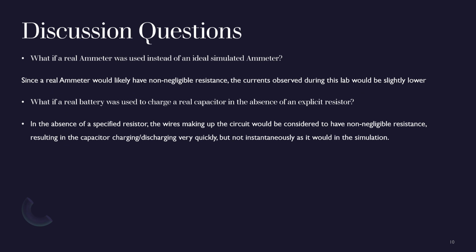If a real ammeter was used instead of an ideal simulated ammeter in the lab, the currents observed during the lab would be slightly lower since a real ammeter would likely have non-negligible resistance. If a real battery was used to charge a real capacitor in the absence of an explicit resistor, the wires making up the circuit would be considered to have non-negligible resistance, resulting in the capacitor charging or discharging very quickly, but not instantaneously as it would in the simulation.